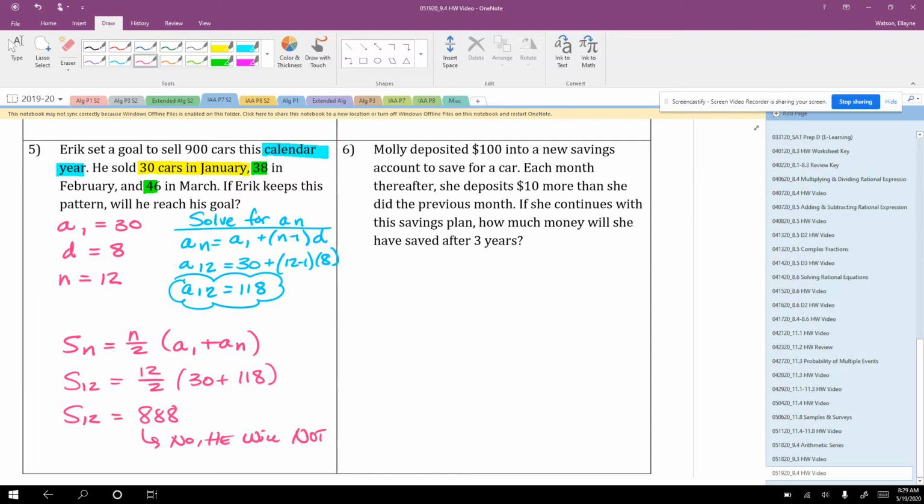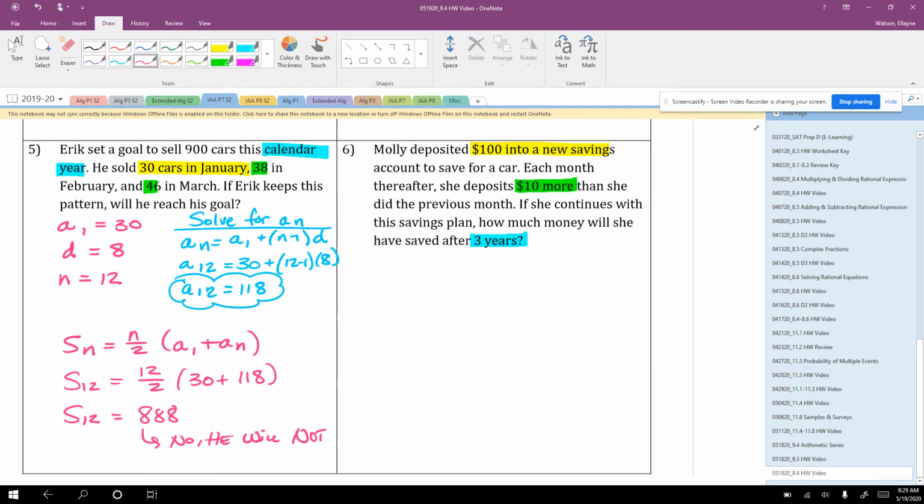She deposited 100 into a new savings account. So the first month she started, she put $100. It says each month thereafter, she deposits $10 more. So the second month she deposits $110. The third month she deposits $120, right? And so on, adding 10 each time. And then we want to know how much money she will have saved after 3 years, so the total amount of money she has after all that time.